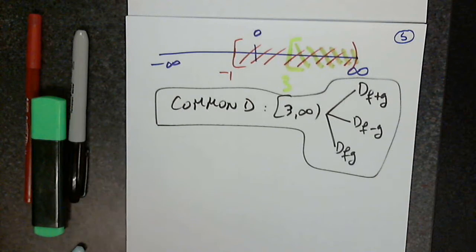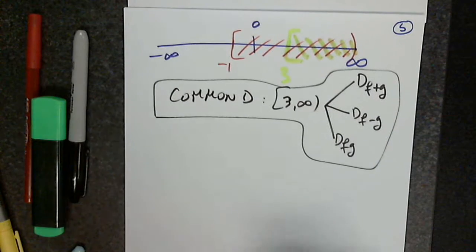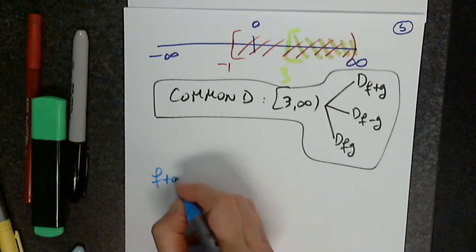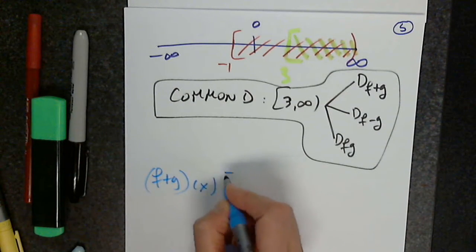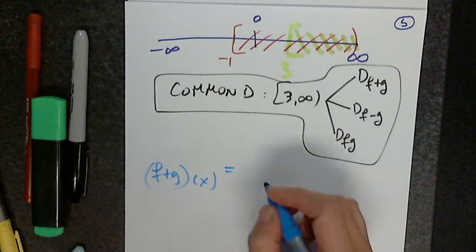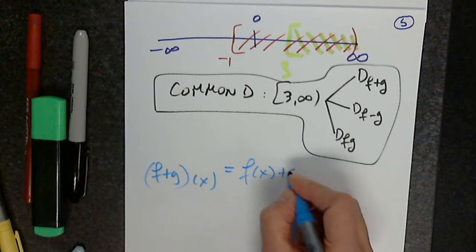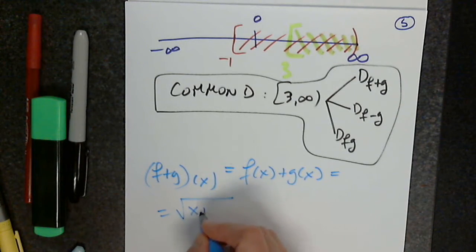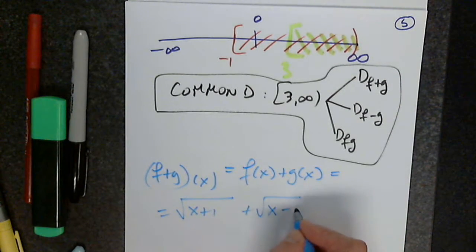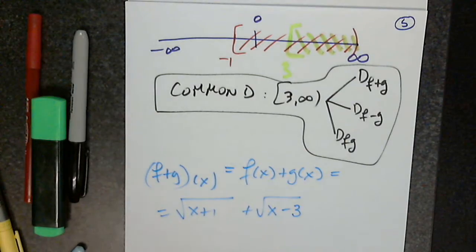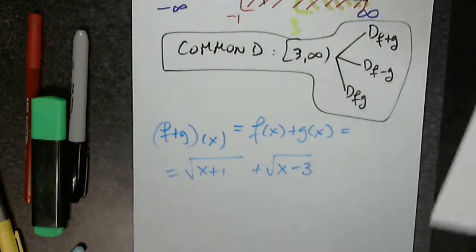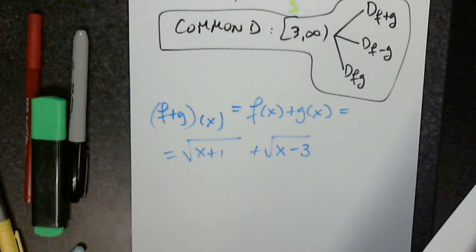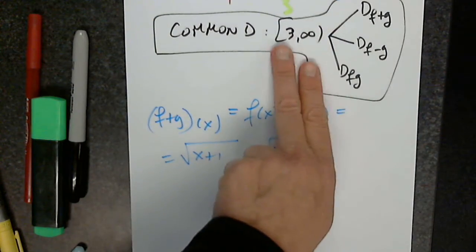So now I'm ready to find the sum, difference, product, and ratio. So f plus g of x. I have to write the definition first, which you told me already, f of x plus g of x. And then I have to copy the square root of x plus 1 plus the square root of x minus 3. And that is it. And the domain is this.